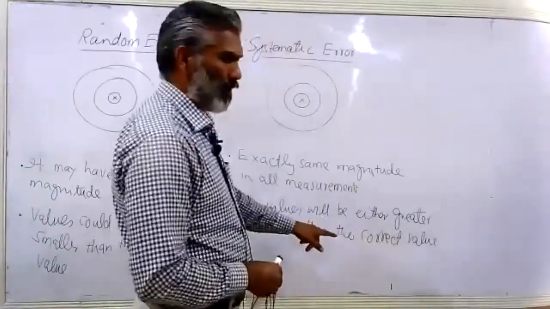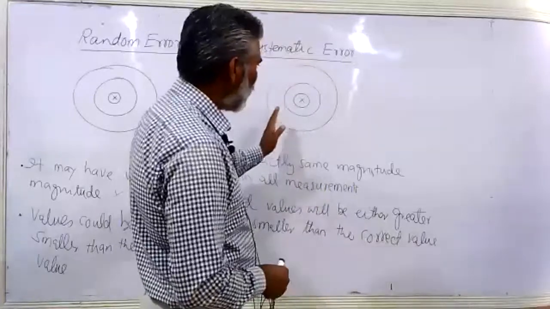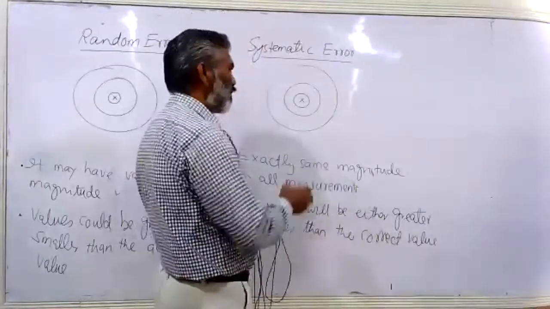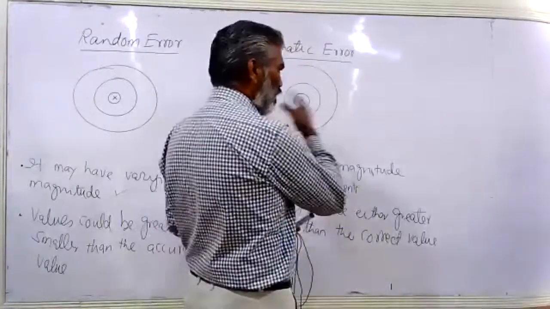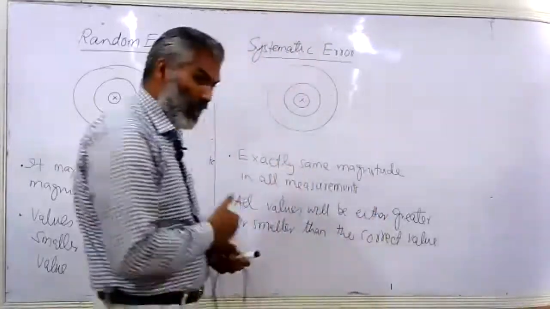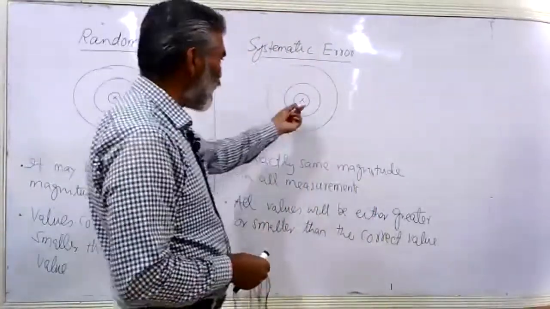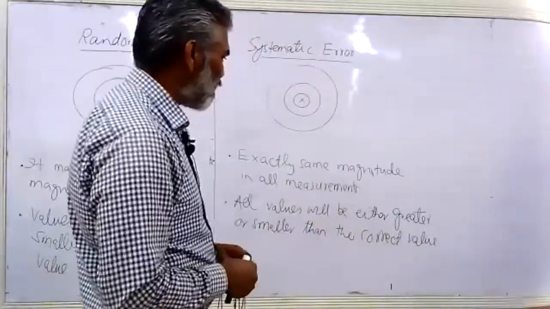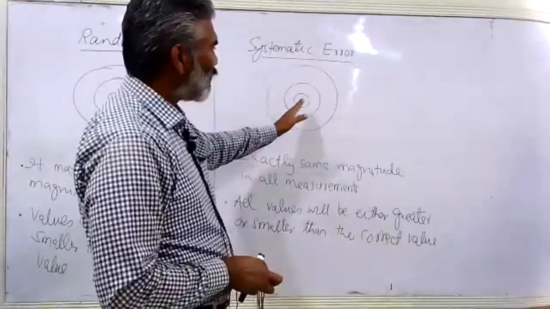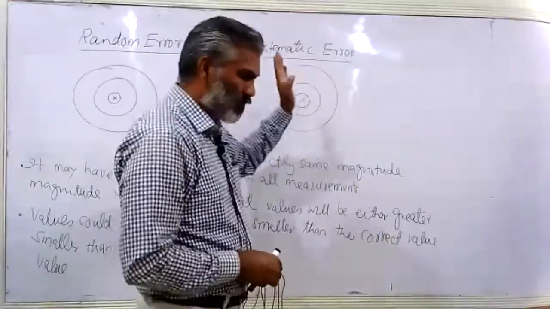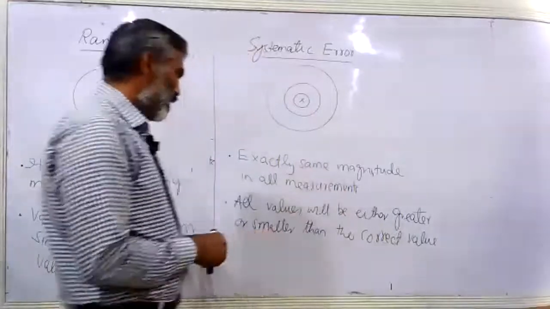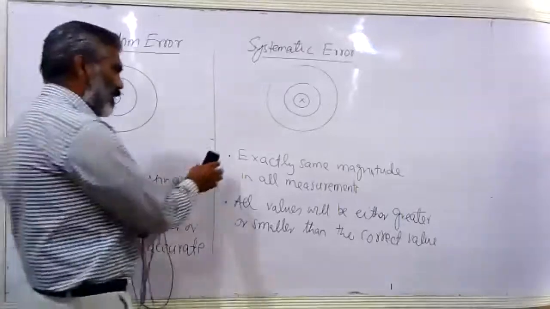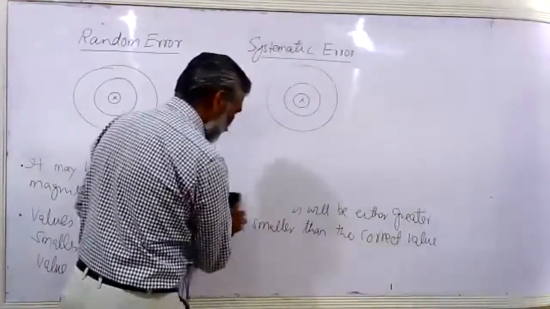and that means they all are greater than the accurate value. That means they all tend to go to this side. And if you carefully see in each error, all of them might be going to this side by the same amount. So out of this random error, we could find what is the systematic error, by what amount each of these marks is going to this side, and that is the systematic part of it. So systematic error is the same magnitude and same direction.